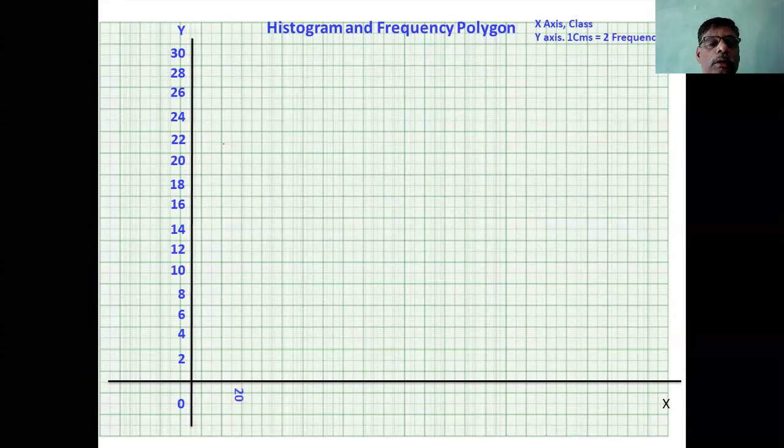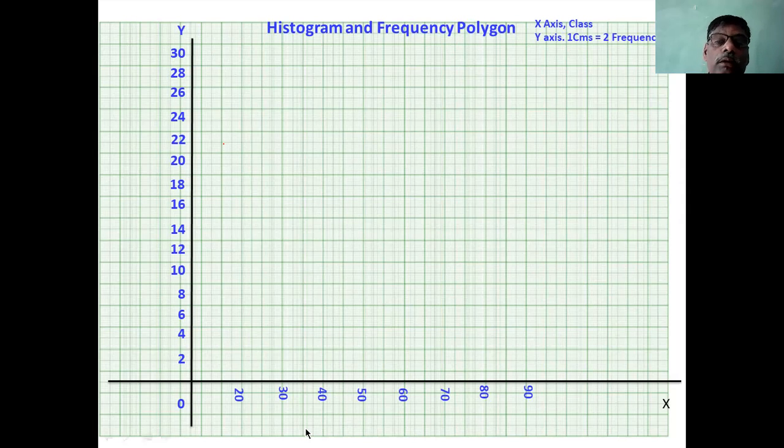On the x-axis you fill the class intervals 20, 30, 40, 50, 60, 70, 80, 90. Then you fill the values. For 20 to 30 the value is 5. For 30 to 40 it is 12. Twelve frequencies.